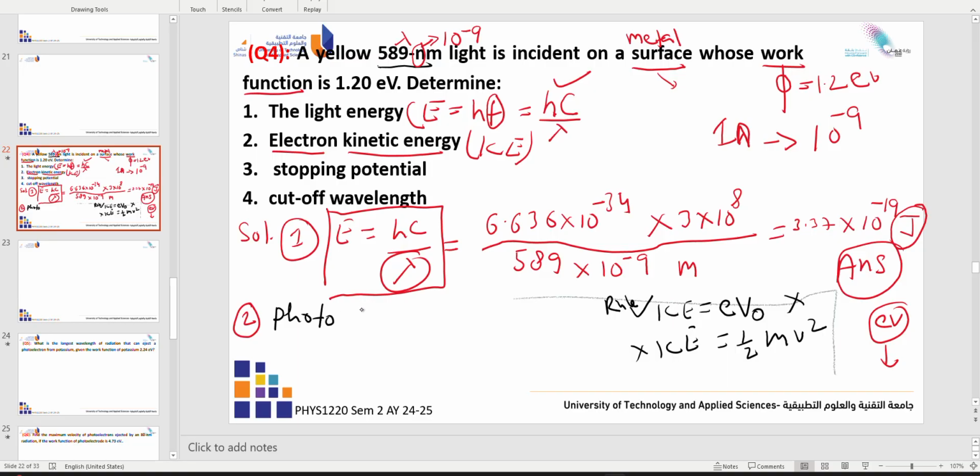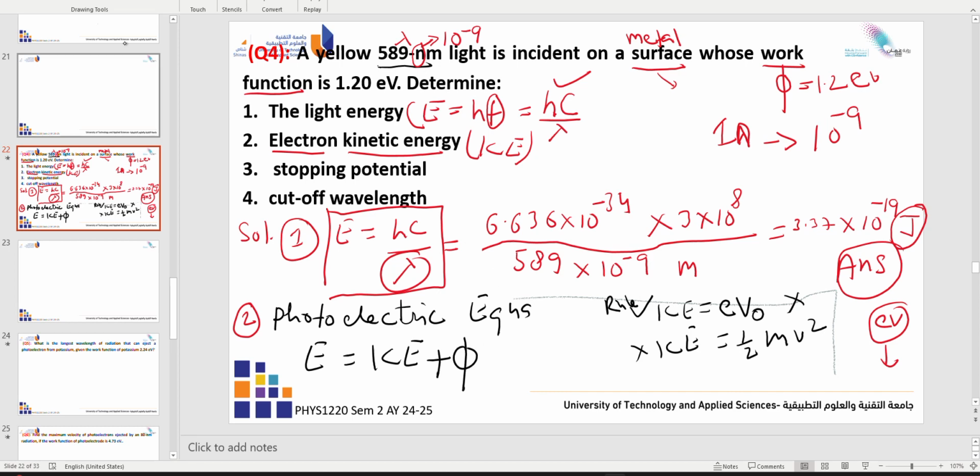I will take the value of the kinetic energy from there. This is the photoelectric equation. What is the equation? E equal to kinetic energy plus the work function. This is the formula for the photoelectric effect, given by Einstein. So here I am going to use this.